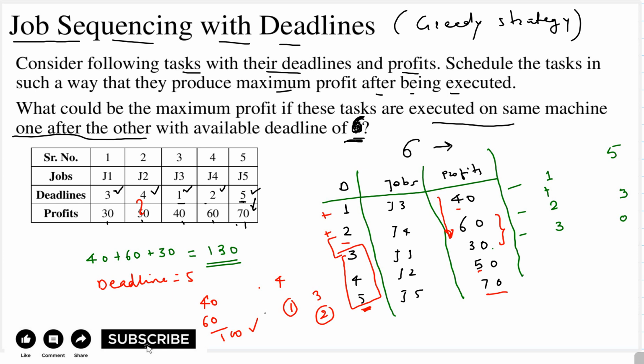So this is how we can solve the problem of job sequencing with deadlines, which again falls under greedy algorithms. We'll discuss similar kinds of problems in further videos.